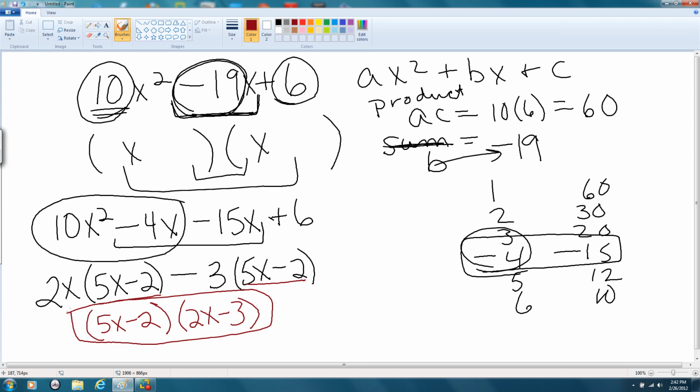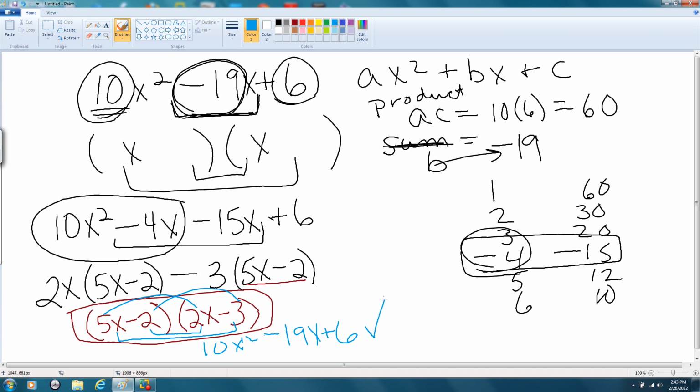I'll pick another color here to check it. So we get 10x squared. We get 6 over here. And then for the middle terms, we get negative 2 times 2x is a negative 4x, plus a negative 15x, that's negative 19x. And we now have that checked and solved.